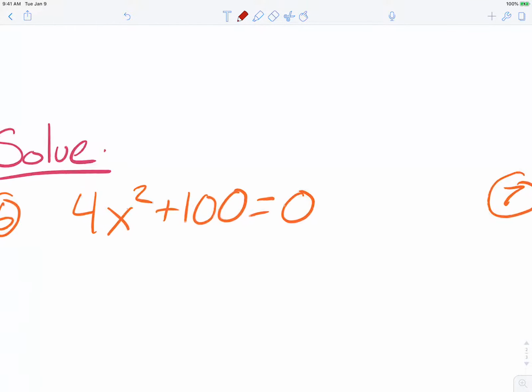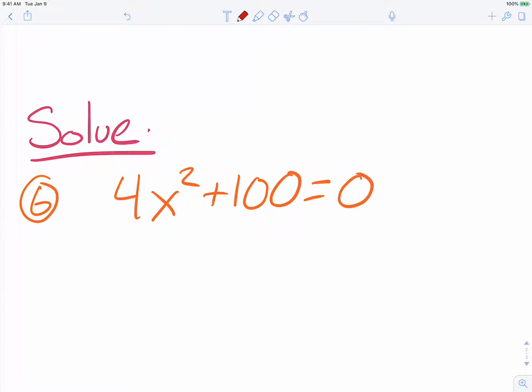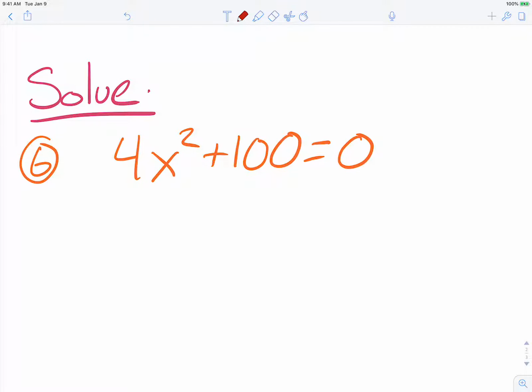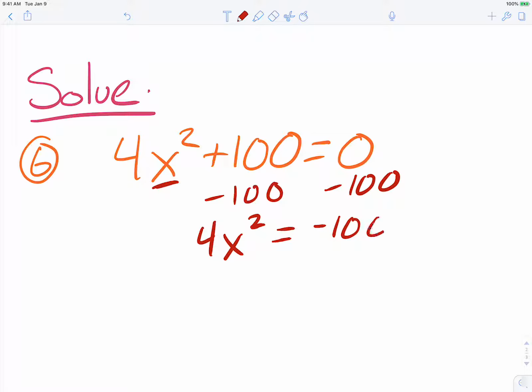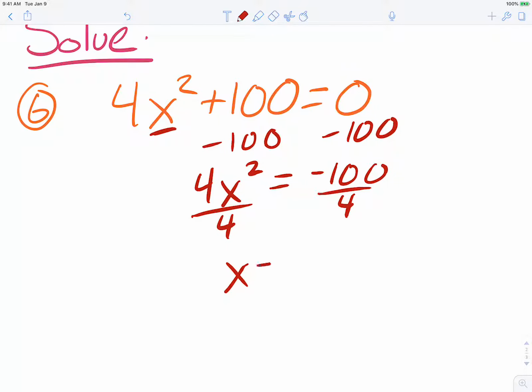So how you would use those. So here's some basic equations. I'm not going to do ones where you have to do a lot of factoring. We can solve these ones in a slightly different way, because the only variable in this one is an x squared. So the first thing I'm going to do is get my x squared by itself. So I'm going to subtract 100 from both sides. And I have 4x squared equals negative 100. I'm going to divide both sides by 4. And I have x squared equals negative 25.